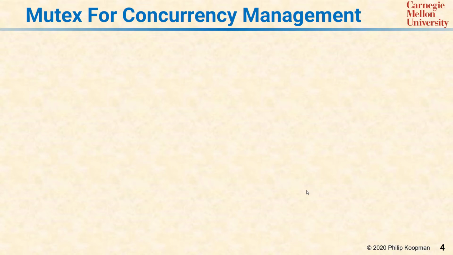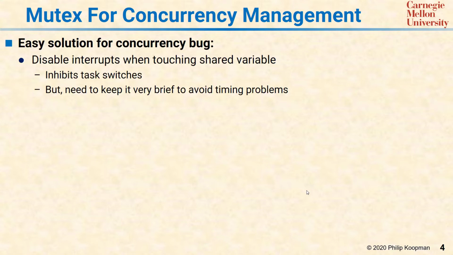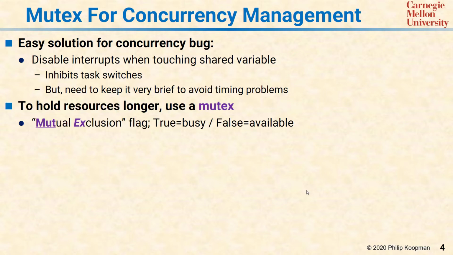Concurrency bugs that involve a race condition to a shared resource can be solved by using a mutex, where mutex stands for mutual exclusion. The easy solution is you disable interrupts when touching a shared variable. It inhibits task switches, but you need to keep this very brief in order to avoid timing problems. If you need to hold a shared resource, such as a global variable, for more than a handful of clock cycles, you can use something heavier weight called a mutex, which is a mutual exclusion flag.